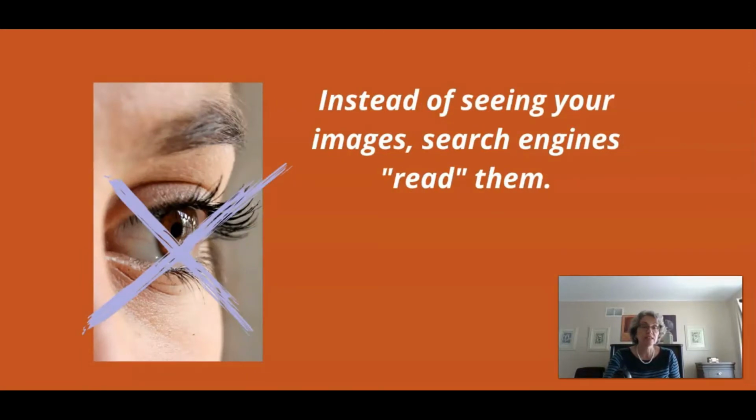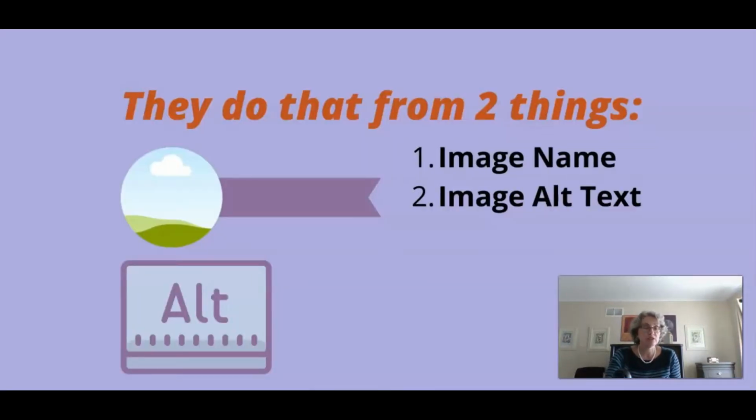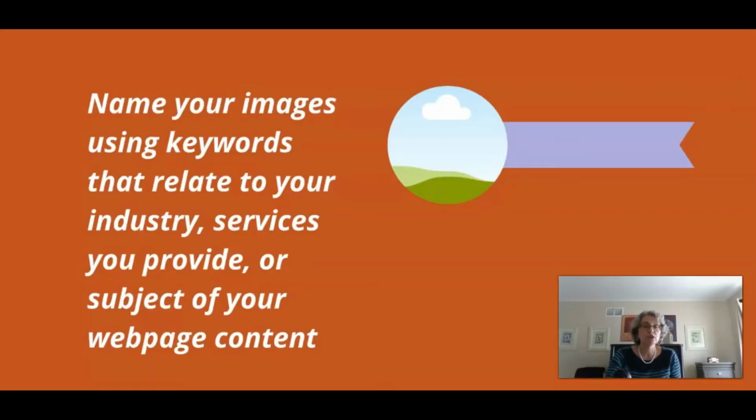Search engines can't see images the way we do. They aren't human, right? They're computer programs. So instead of seeing your images, they read them. They do that from two things: the name you gave the image and the alt text. First, be sure to name your images using keywords that relate to your industry, the services you provide, or the subject of your web page content.